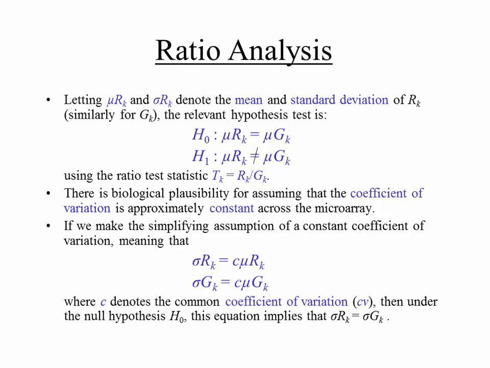Then under the null hypothesis H0, null hypothesis means red and green both have the same mean, this equation implies that even the standard deviation of the red at the kth spot is going to be the same as the standard deviation of the green at the kth spot. And this is going to simplify things because that means you can move across all the spots and you can pool data together to get whatever estimates you need.